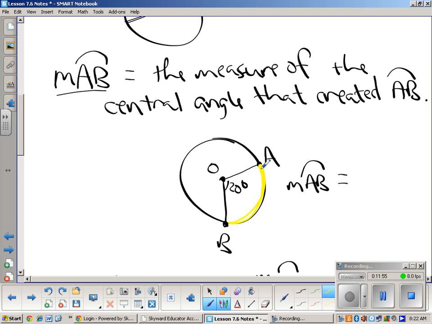And what does our note say here? The measure of arc AB is equal to the measure of the central angle that created arc AB. And so if I look at these two radii, they cut the circle into this arc right here, right? And so those two radii created that arc. What's the measure of that central angle?